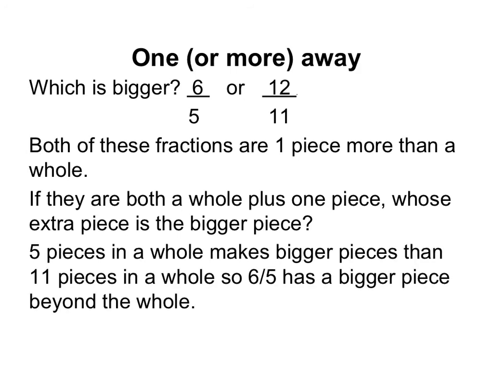5 pieces in a whole make bigger pieces than 11 pieces in a whole. So that one leftover piece is going to be bigger for the 5ths. So 6/5 has a bigger piece beyond the whole. So therefore 6/5 is a bigger fraction.